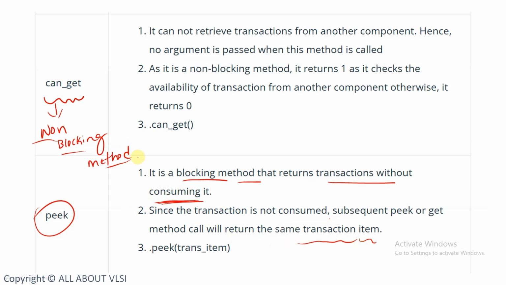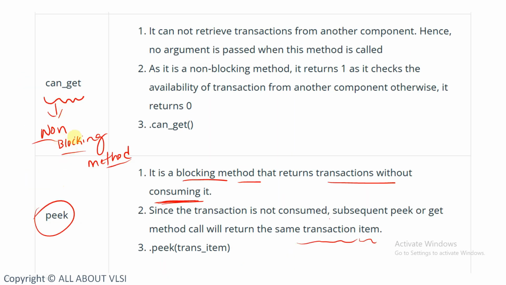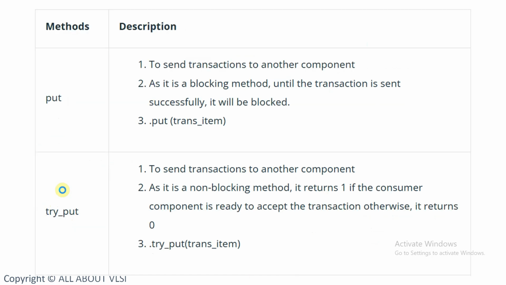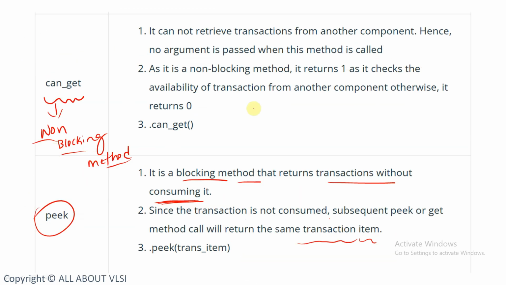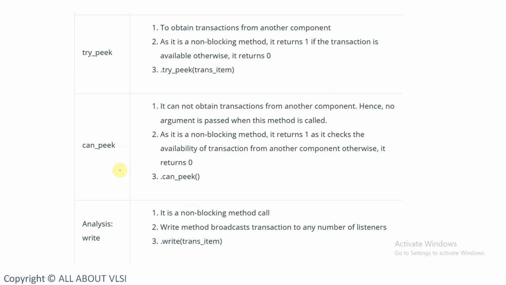So in the case of the put method, try_put method, get method, and try_get method, in these methods we are actually passing the handles. We are actually sending the transactions from the initiator to the target. But in the case of peek method, we are copying the transactions. We are not actually holding the transactions. We are not actually sending them. We are basically copying them. We are just making the copy into the local item. So this particular method is not going to consume the transaction. It is going to copy it. That is the difference between your peek method and all the other methods which are present.